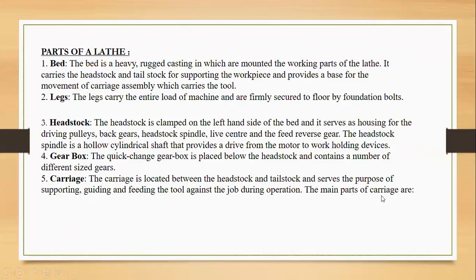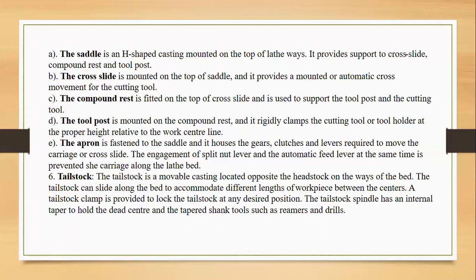The carriage has some main parts. The wedge-shaped casting mounted on the top of the lathe base is called the saddle. It provides support to the cross slide, compound rest, and tool post.